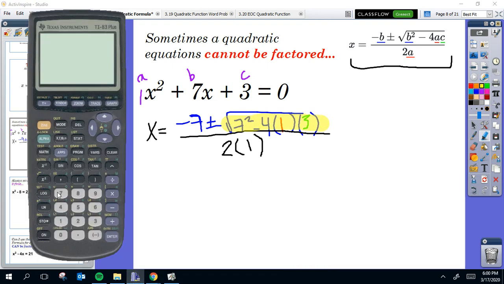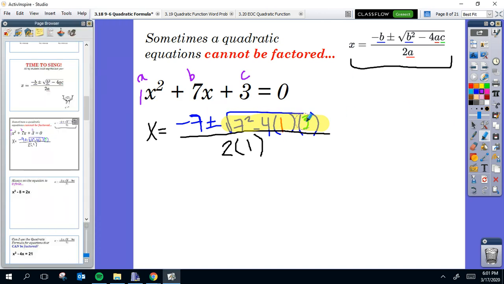So when I do that, I'm going to pull up the square root, second x squared, and type this in. So 7 to the second power minus 4 times 1 times 3. I'm just going to do that for now. That's going to equal 6.08. I'm going to round that to 6.1. So all this in yellow is equivalent to 6.1.